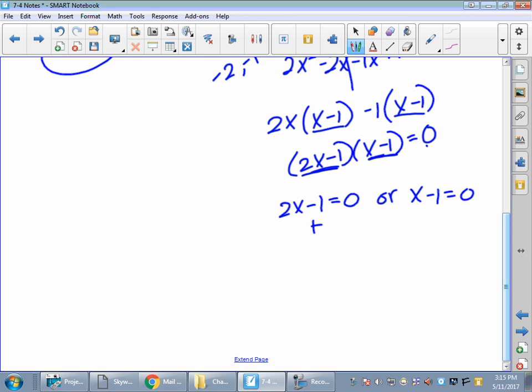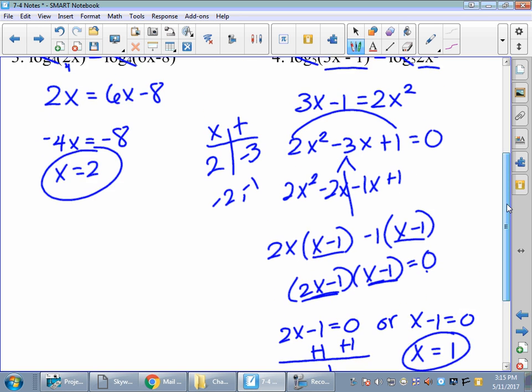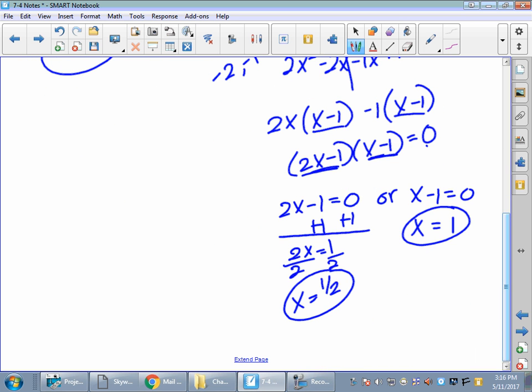If this first number is equal to 0, I add 1, I divide by 2, and x is equal to a half. If this other number is the one that's equal to 0, I would add 1 to both sides, and x is equal to 1. So I have two solutions. I should make sure that both of them work. So I have a half and 1. When I plug in a half, I get 3 halves minus 1 is positive, positive on that side. And when I plug in 1, they're both positive. So in this particular case, I'll have two solutions.